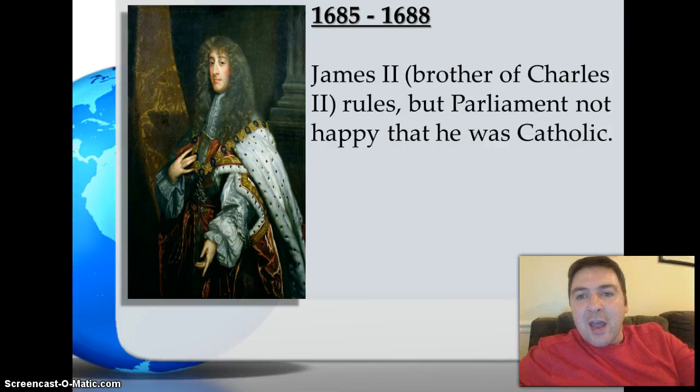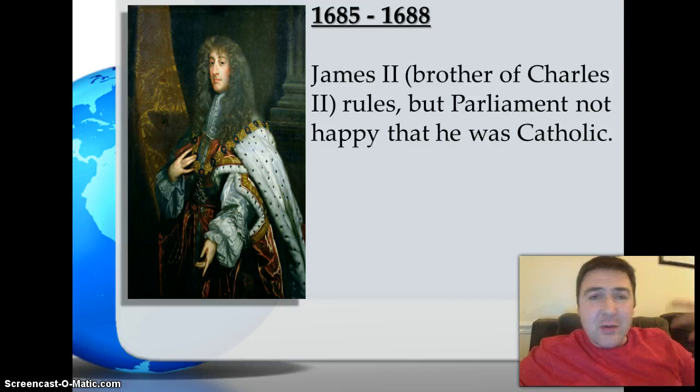Both Charles II and James II, when their father Charles I got executed, fled with their mother to France, and they grew up in France, which is largely a Catholic country. So both Charles and James were very sympathetic to Catholicism, but James was even more so. James was actually Catholic. And the problem for James was that one of the roles of the King of England is also to be head of the church.